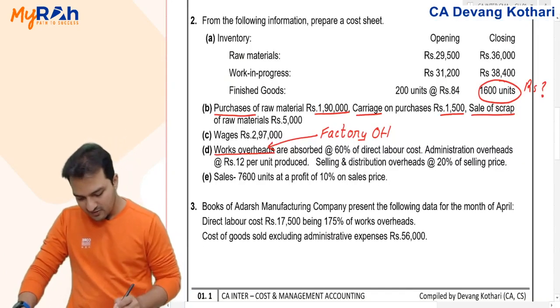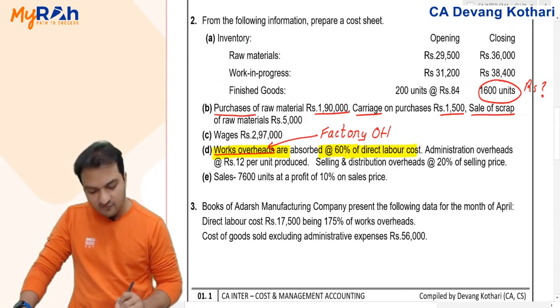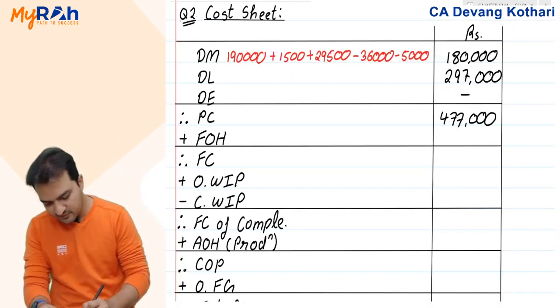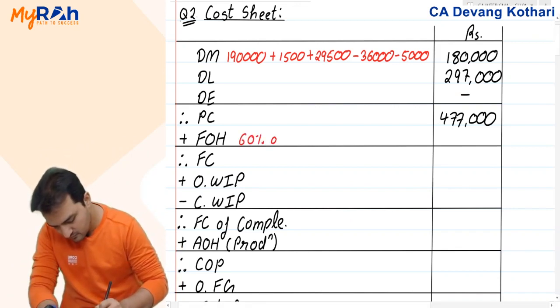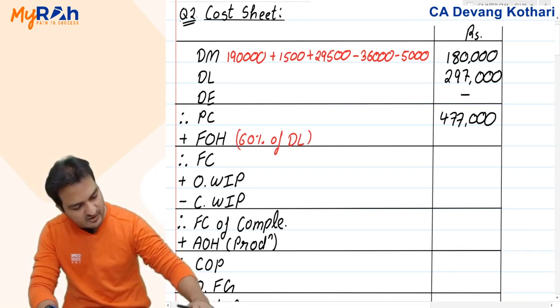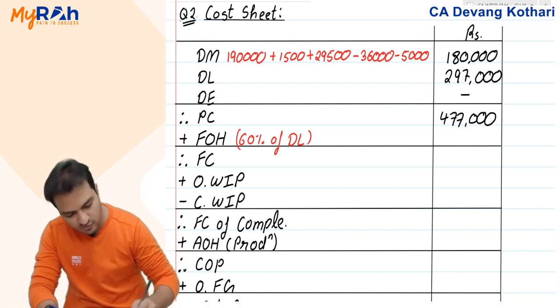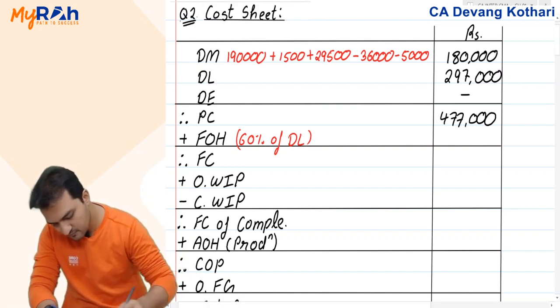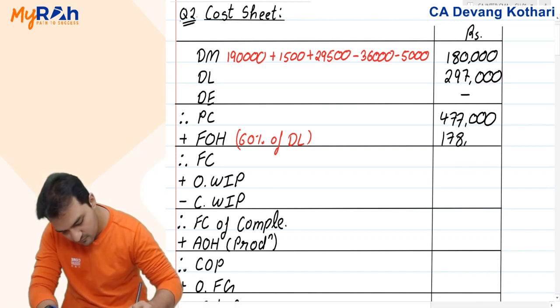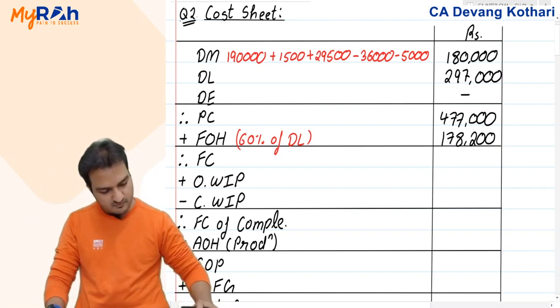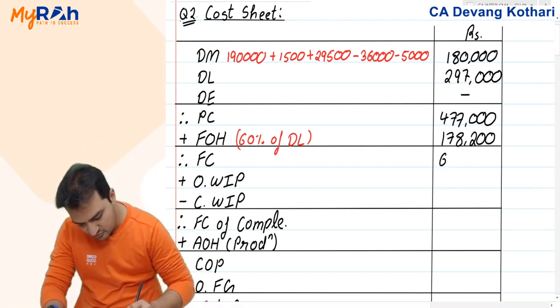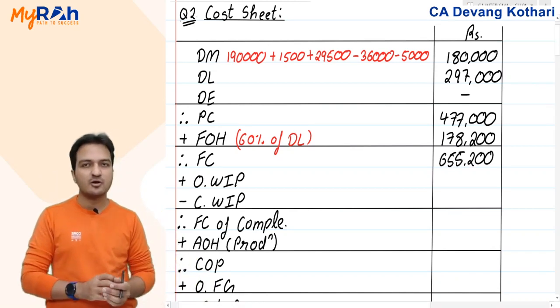Now on that prime cost, we will have to add the factory overheads. Factory overheads, you are told that it is absorbed at 60% of direct labor cost. So factory overheads, 60% of labor. So labor was 297, it's got 60%, 178,200. That becomes your factory overheads. Add that, gives you 655,200 as your total factory cost.